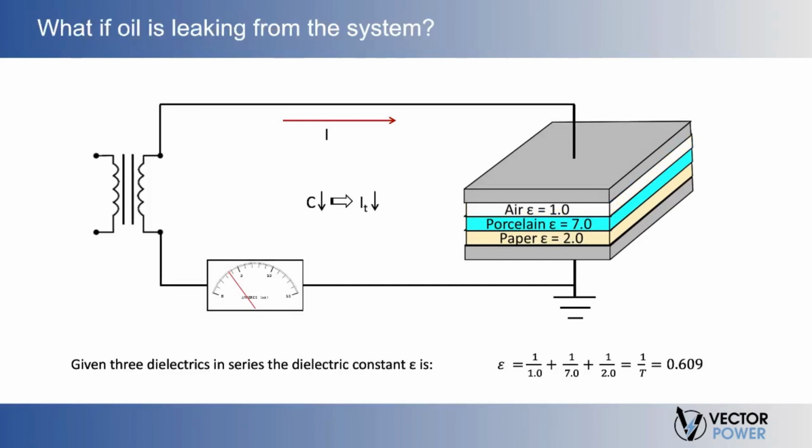Now, let's change the ingredients. We will replace the oil with air. Air, having a lower dielectric constant compared to oil, results in the total dielectric constant of the insulating system going down. If the dielectric constant decreases, the calculated capacitance decreases, and thus the total current decreases, since there will be less capacitive charging current.